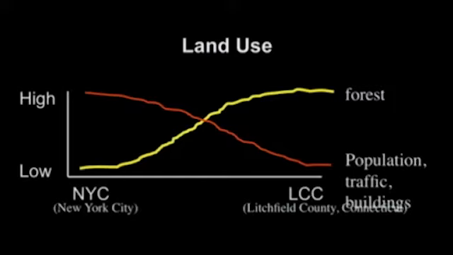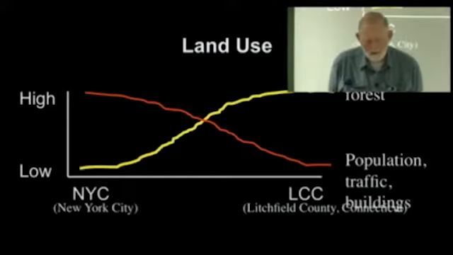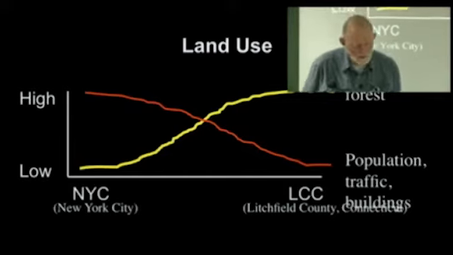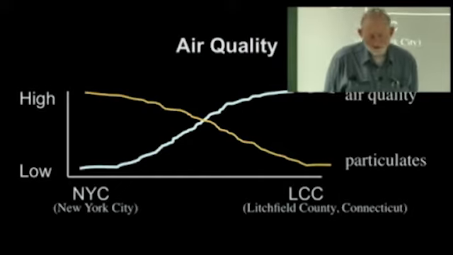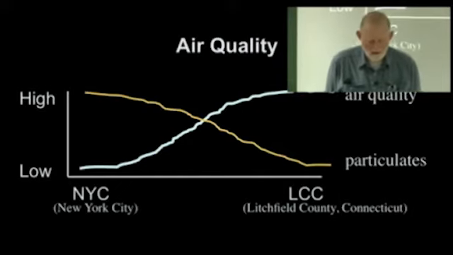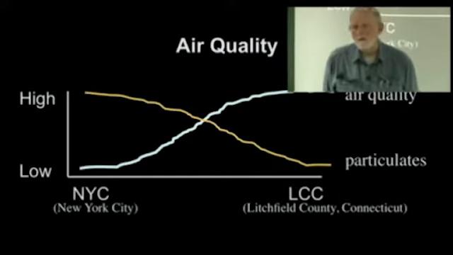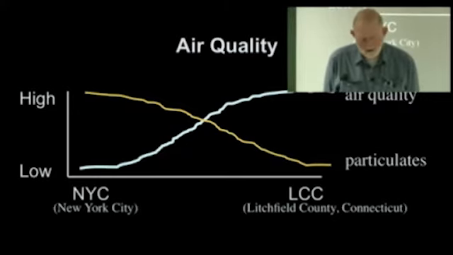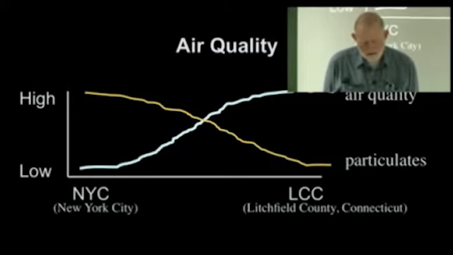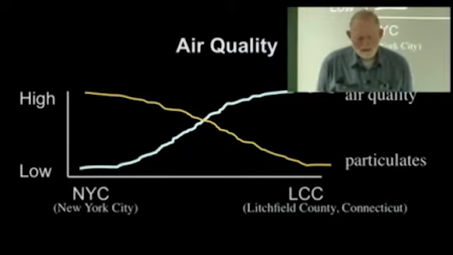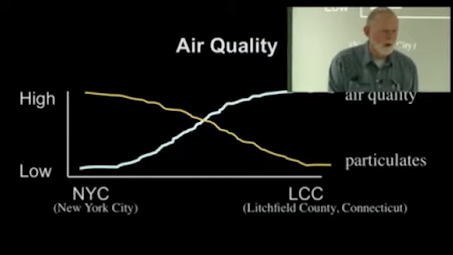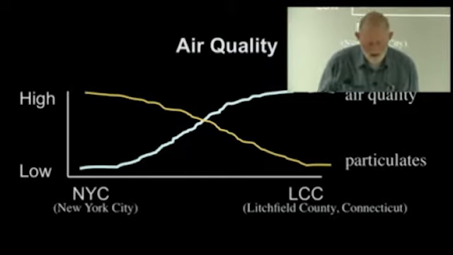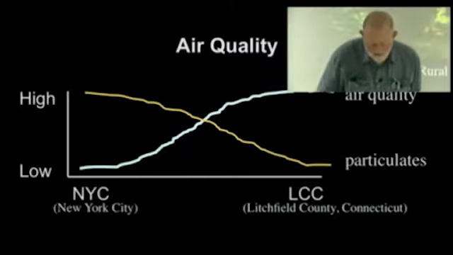Similarly, if he looked at urban variables like population, like traffic, like buildings, very high in New York City, very low in this rural county park. Air quality in terms of particulates were very high in New York City. Quality in terms of relative amounts of ozone and the oxides of nitrogen, those concentrations resulted in poor air quality in New York City and higher air quality out.